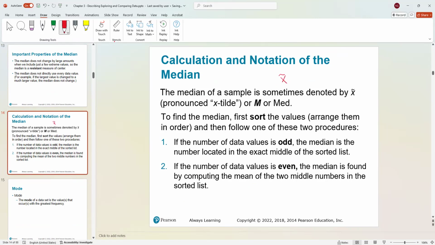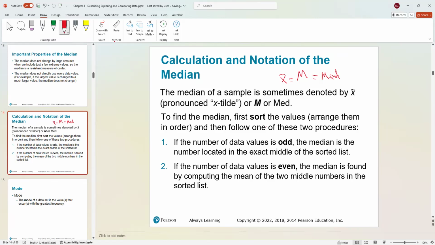X tilde, like this, okay? Or M, we can put it M capital, or we can say just the median. To find the median, first sort the values, arrange them in order, and then follow one of these two procedures.